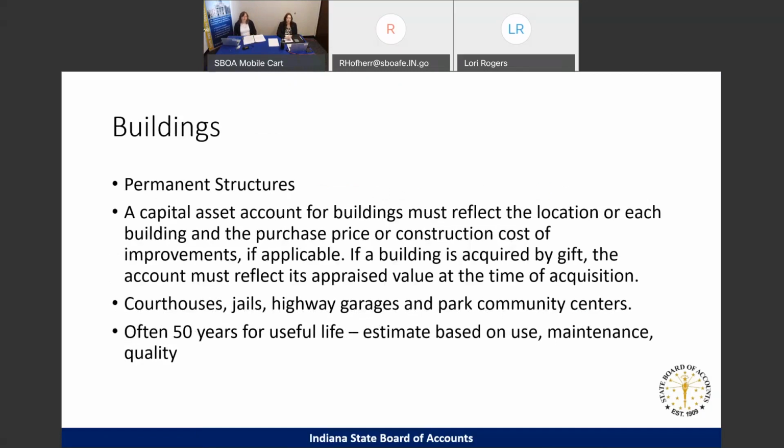Buildings are your permanent structures, so they don't move at all. So think of your courthouse, your jail, highway garage, park buildings. Your capital asset list should include the location of each building, the acquisition cost, whether you purchased it or you constructed the asset, any improvements to the building. So you might have built it in 1 year and maybe 10 years later you add on to it and renovate it.